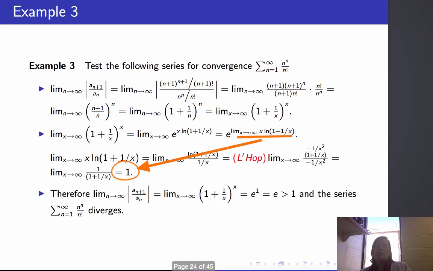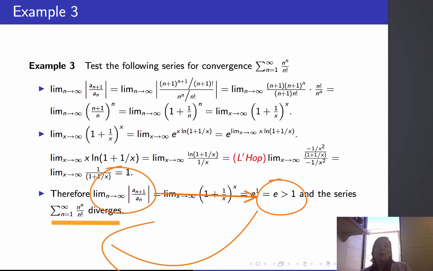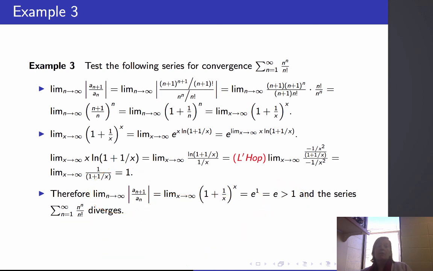Our original limit is now equal to e to the 1, and this is the limit as n goes to infinity of the absolute value of the quotient of a sub n plus 1 over a sub n. So that limit is equal to e, which is greater than 1, and therefore by our ratio test, the series diverges. The sum from 1 to infinity of n to the n over n factorial is divergent.